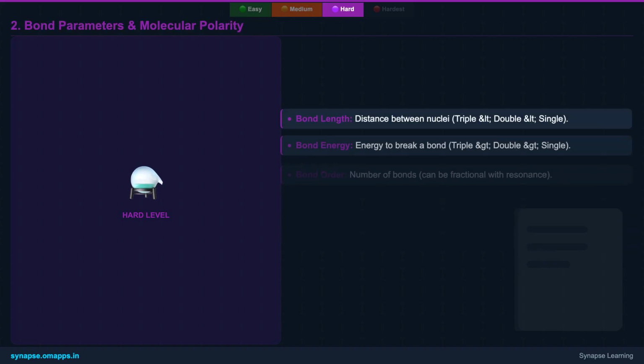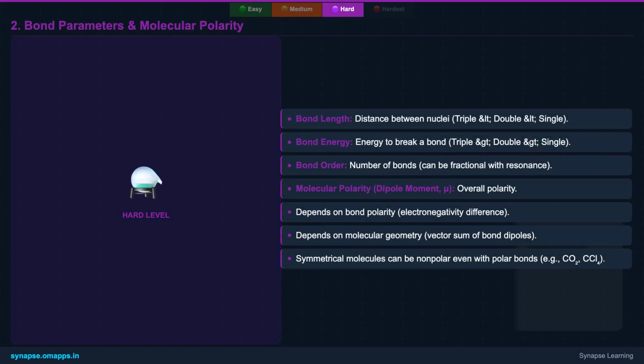Beyond shape, Lewis structures also give us clues about bond parameters like length, energy, and order. Generally, a triple bond is shorter and stronger than a double bond, which in turn is shorter and stronger than a single bond. In molecules with resonance, the bond order can be fractional, meaning bonds are intermediate in length and strength. Finally, we look at molecular polarity.